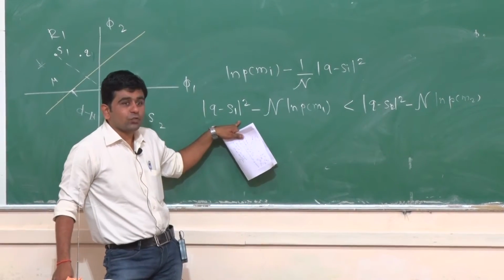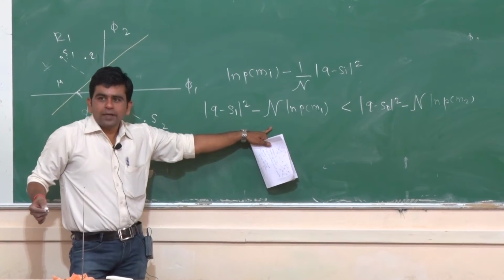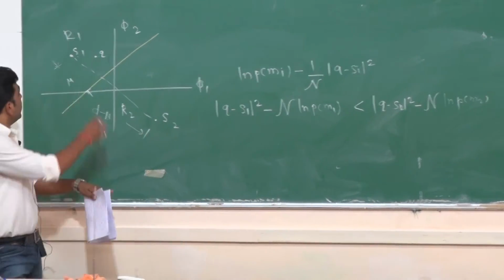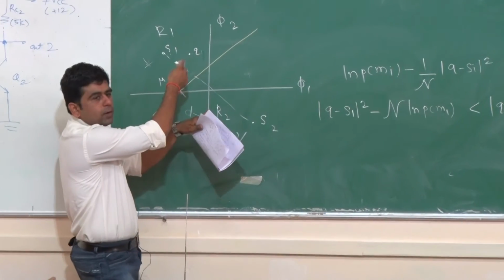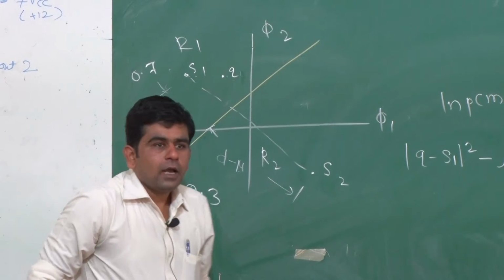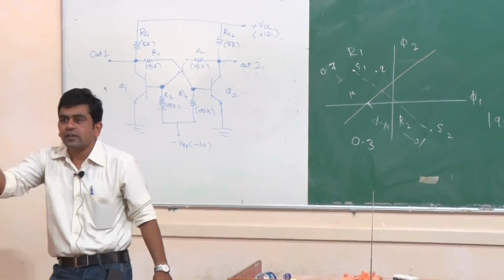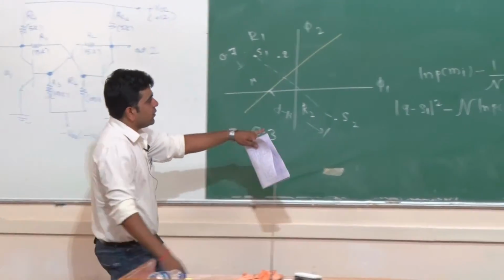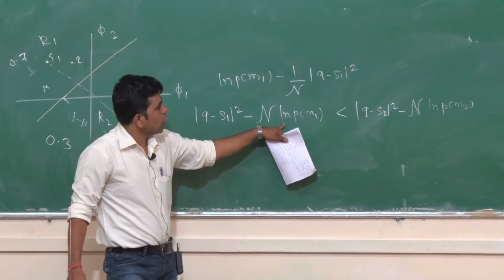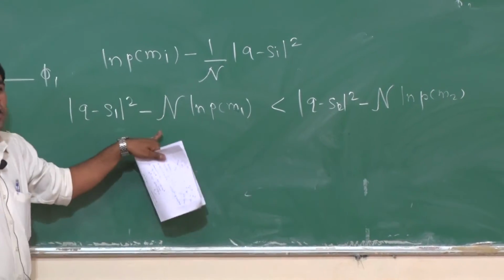Here we will get |q minus S1| square, the distance between point q and S1 squared, minus the noise PDF term into natural log of probability of M1. Whatever the probability of M1, here we consider the probability of M1 is 0.7 and for this one 0.3. As they are not equiprobable, the probability associated with your first symbol is 0.7, which is larger than the second one. So here we get this equation: |q minus S1| square minus the noise term into natural log of probability of M1. This is the decision function for the decision of M1.